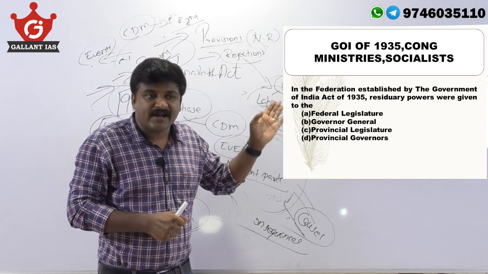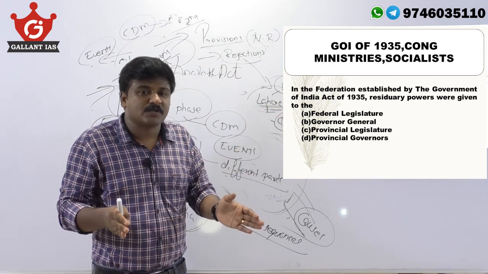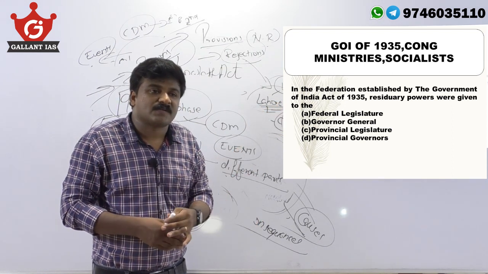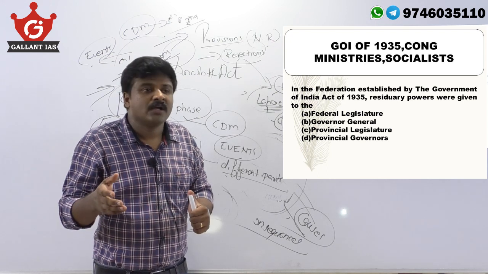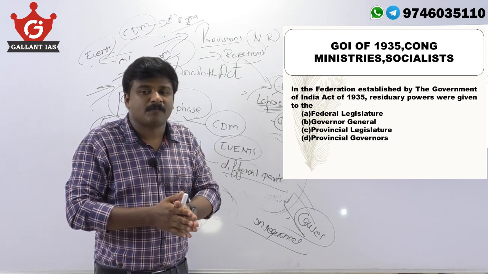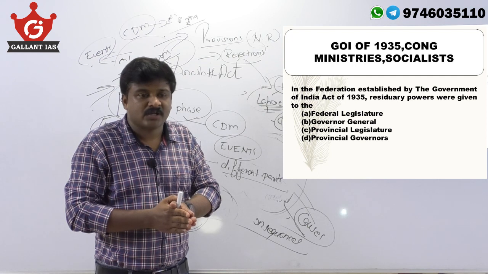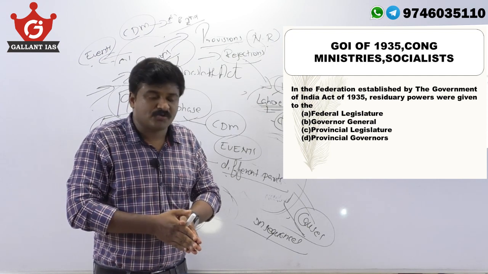Especially the Government of India Act 1935, the major provisions of this act, and what were the responses of the Indian National Congress, Muslim League, Indian Liberal Federation, and different political parties to this 1935 act. Why this act was rejected. All these things you have to go through.